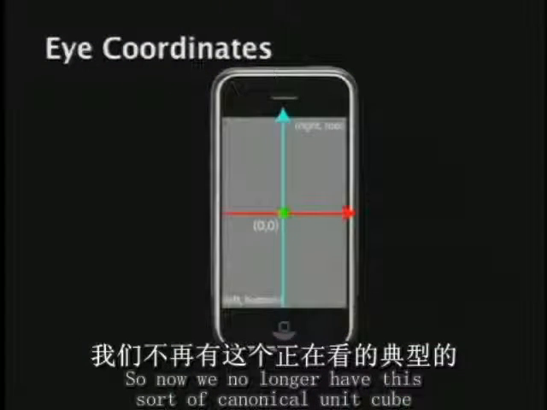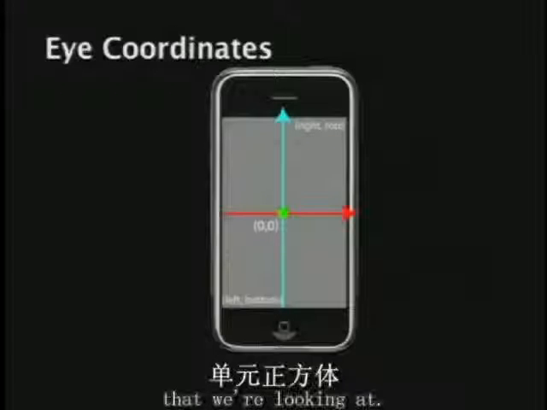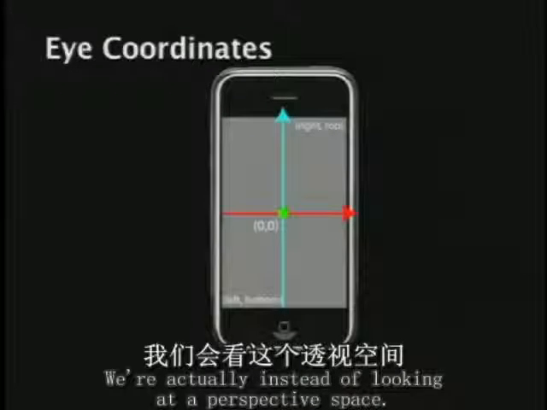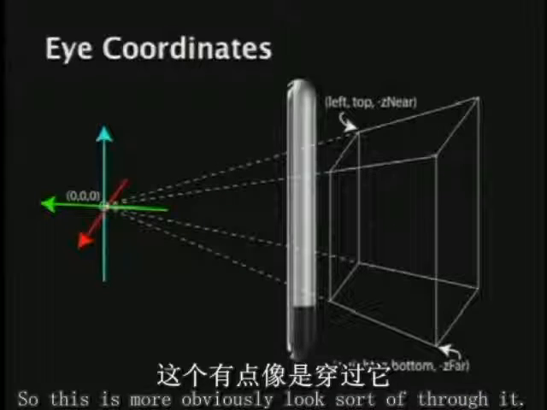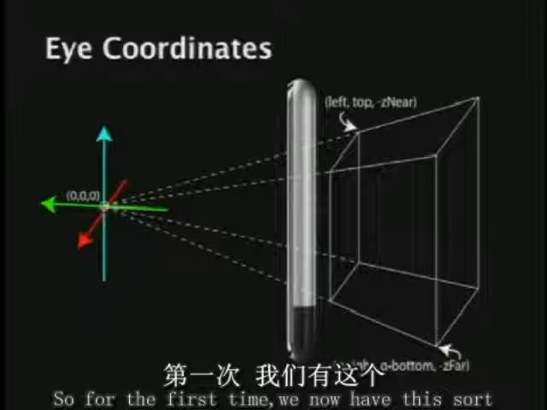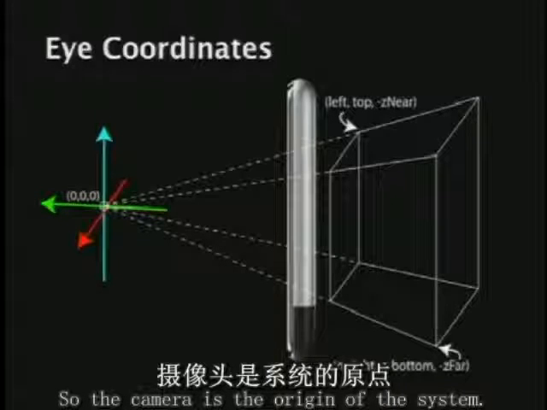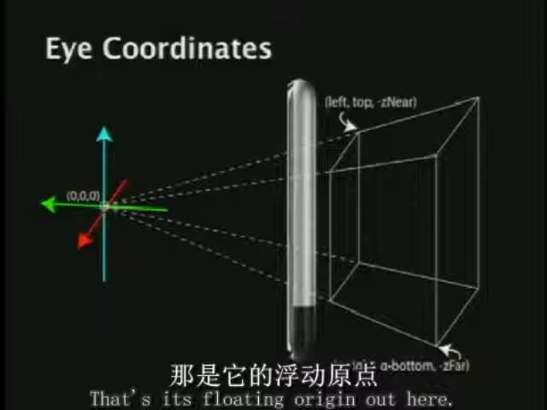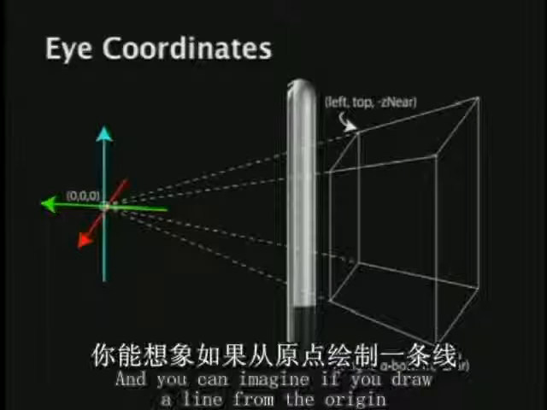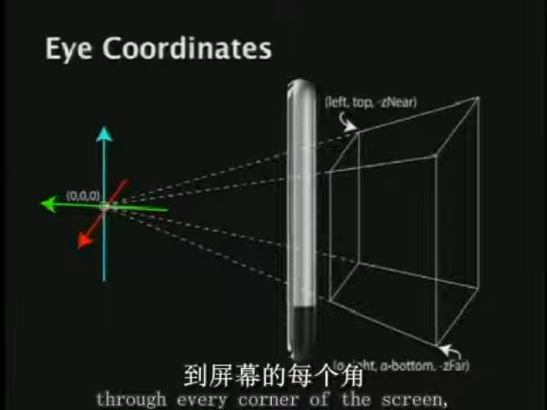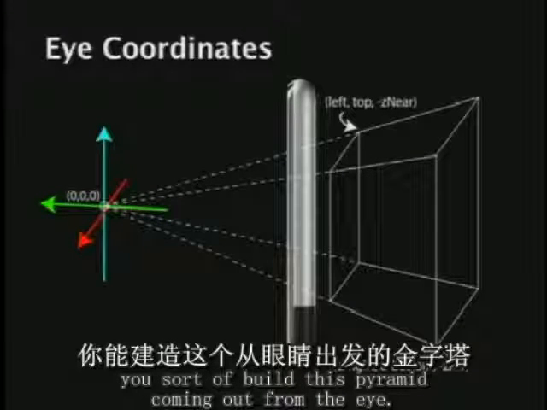So now we no longer have this sort of canonical unit cube that we're looking at. We're actually instead looking at a perspective space. So this is more obvious. We look sort of through it. So for the first time, we now have this sort of a notion of a camera. So the camera is the origin of the system. That's this floating origin out here. And you can imagine if you draw a line from the origin through every corner of the screen, you sort of build this pyramid coming out from the eye.